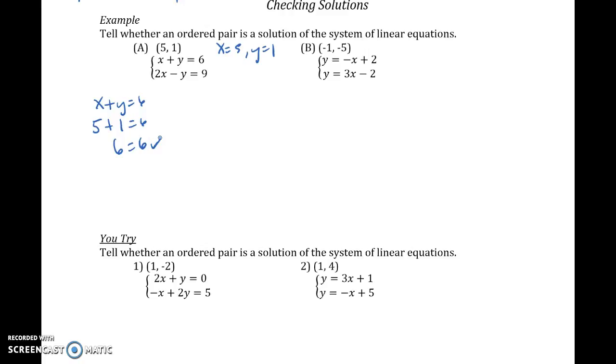Right, remember, if one checks, we're not done. We need to make sure we check both. So I want to check the second equation. 2x minus y equals 9. Okay? So when I do that, I'm going to get 2 times 5 minus 1, and I'll get 10 minus 1, which is indeed 9. So since they both check, it is a solution.